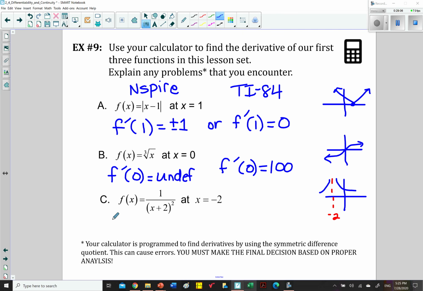In this case it was 1, in this case it's 0. And same thing here on the Inspire. The Inspire is going to tell me at -2 it's undefined. But on the TI-84, the f prime at -2 is 0. Now where it got that, that's a programming issue.